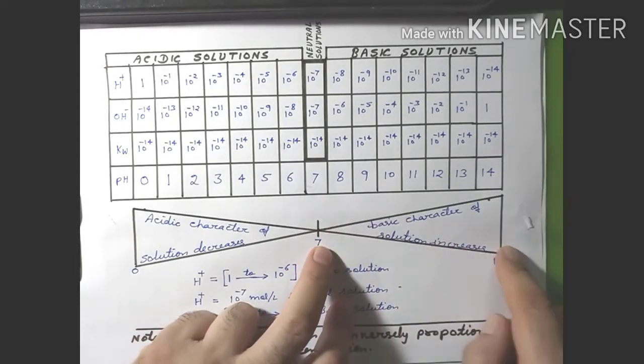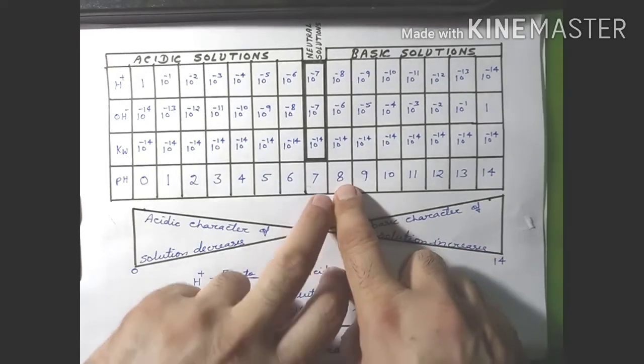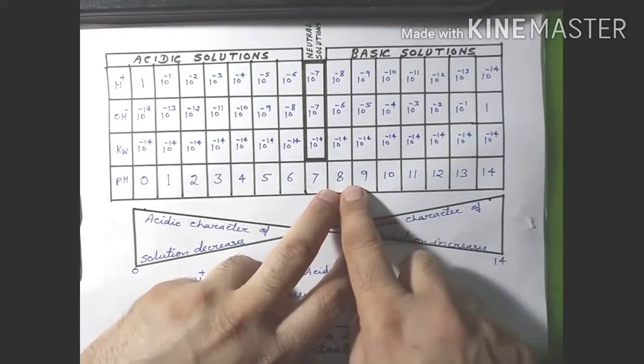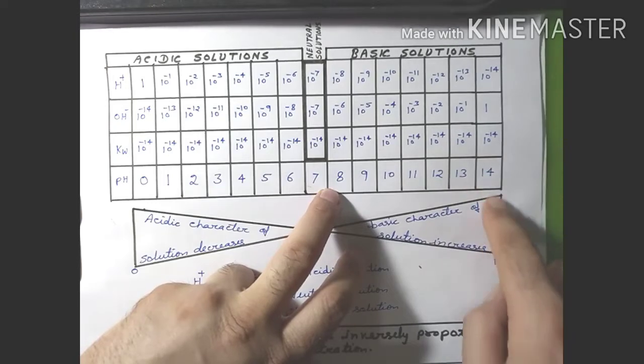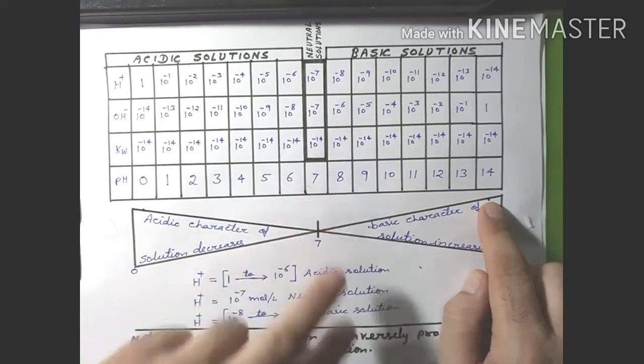Now we move to this side. If we are moving to the right side from 7 to 14, so from 8 to 14, and we compare two solutions having the pH 8 and 14, which one is more basic? The solution which has the pH value 14 will be more basic.